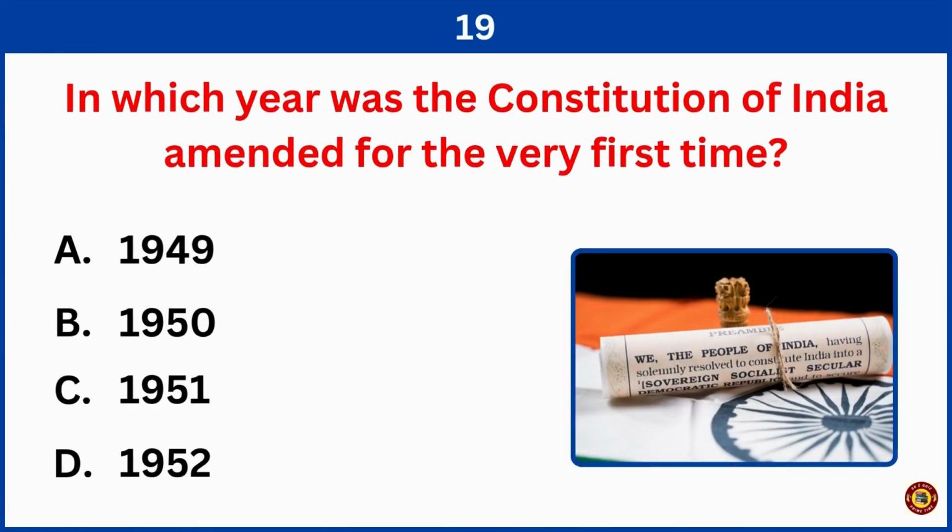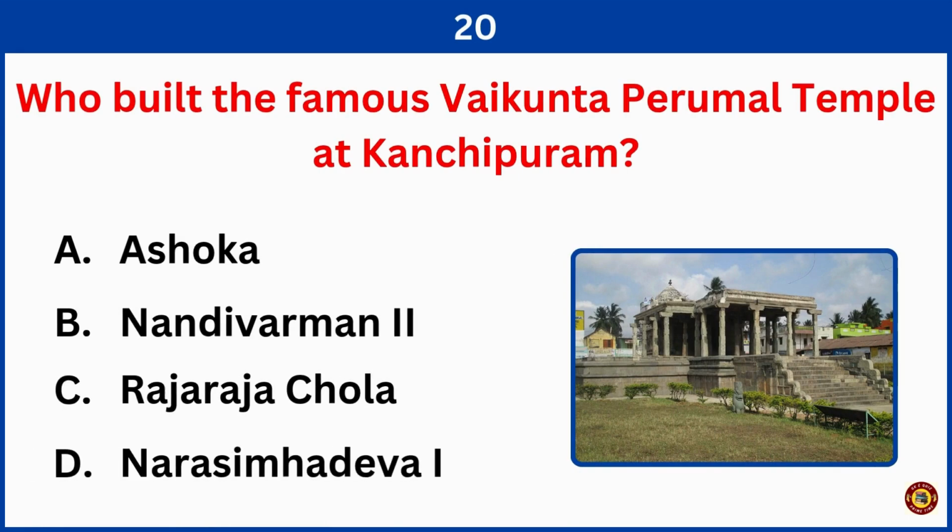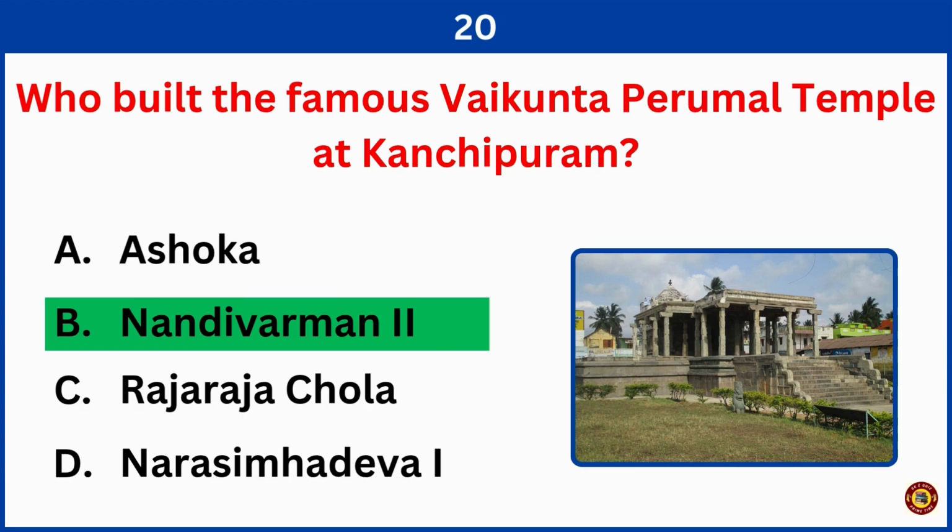In which year was the Constitution of India amended for the very first time? Right answer is option C, 1951. Who built the famous Vaikunta Perumal temple at Kanchipuram? Right answer is option B, Nandi Varman II.